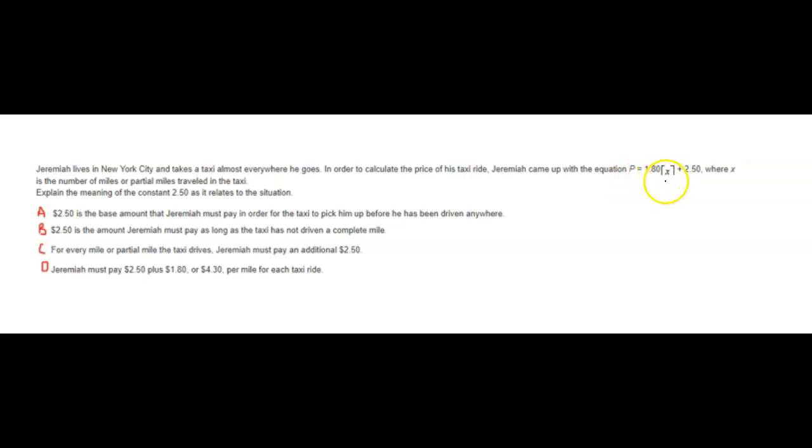Okay, P equals 1.80 times the least integer of x, plus 2.5. And I know this is the least integer function because the brackets are going to the ceiling. Here x is the number of miles or partial miles traveled in the taxi. Okay, so now we need to explain the meaning of the constant 2.5 as it relates to the situation. Let's look at this.